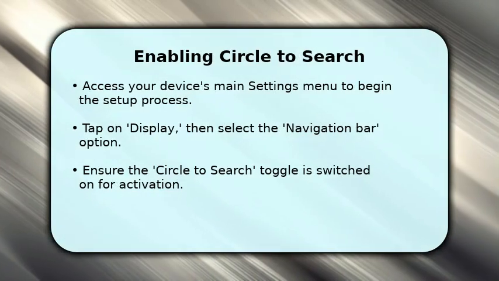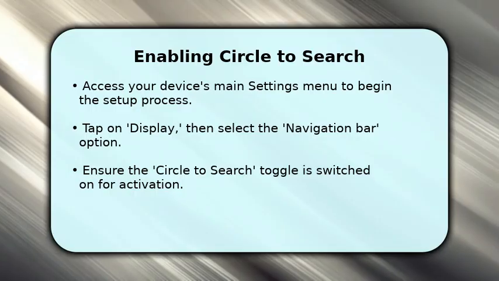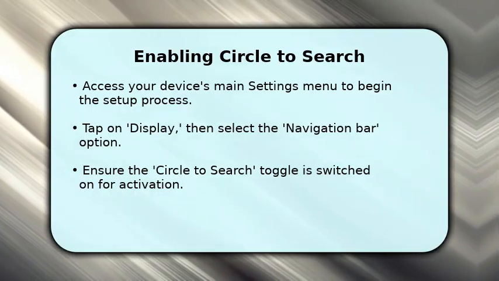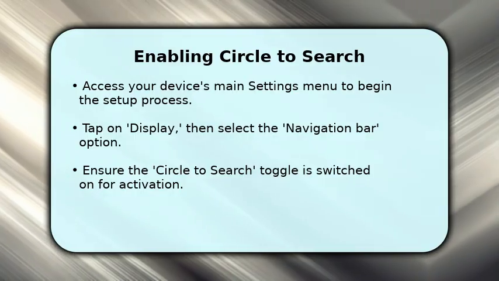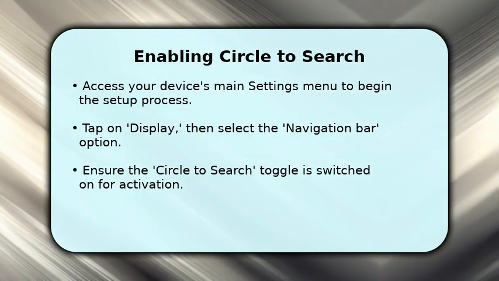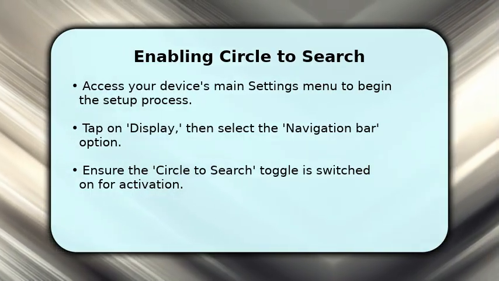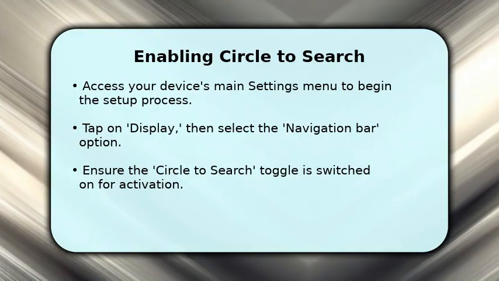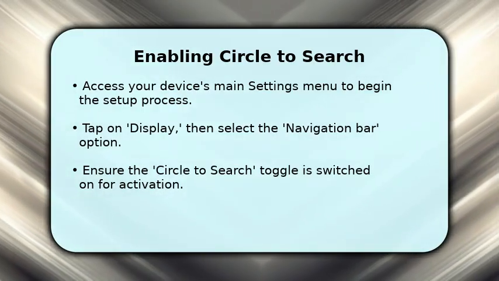To begin using this powerful feature, first navigate to your device's settings. From there, locate and tap on Display, then proceed to the navigation bar section. You will find an option for Circle to Search. Make sure this toggle is switched to the on position. This simple setup ensures the feature is ready whenever you need it, providing seamless integration into your daily phone usage.